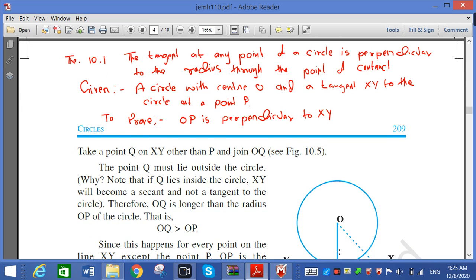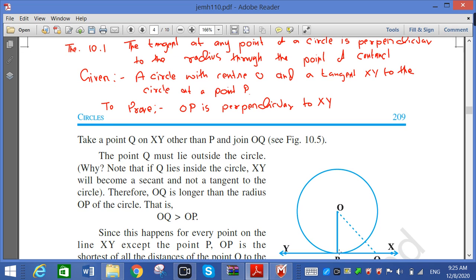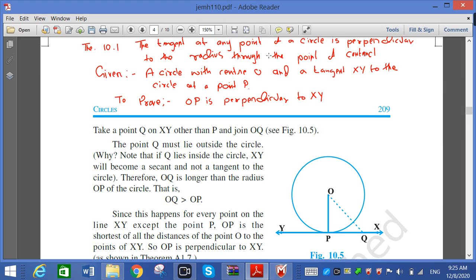So actually the theorem is not too large. It is small. Again, Theorem 10.1: Tangent at any point of a circle is perpendicular to the radius through the point of contact. If you see Figure 10.5 properly, here is one tangent. So what is given? A circle with center O and a tangent XY to the circle at point P.